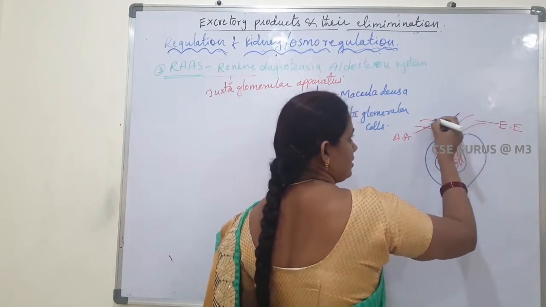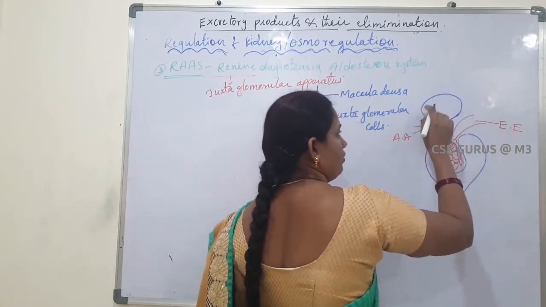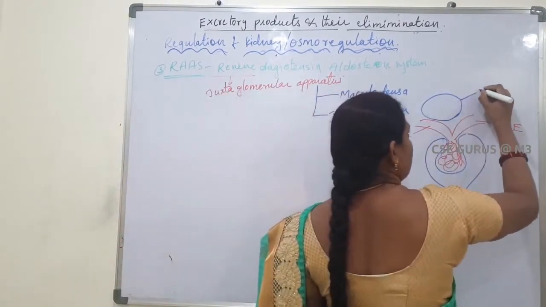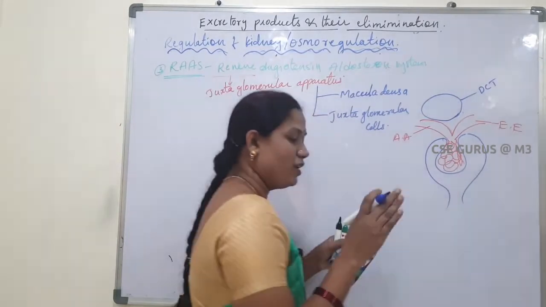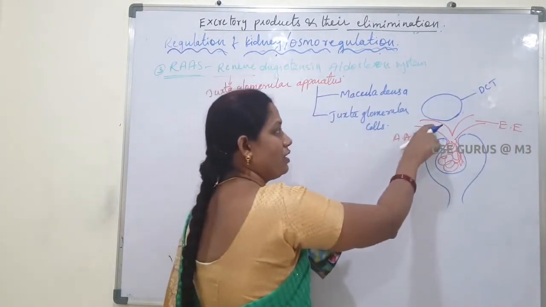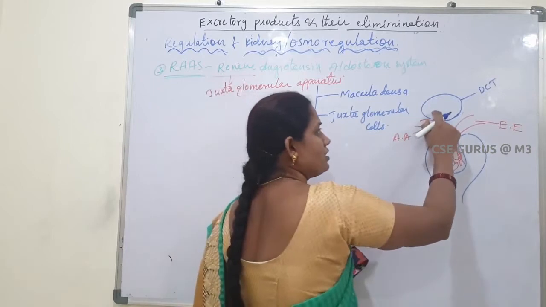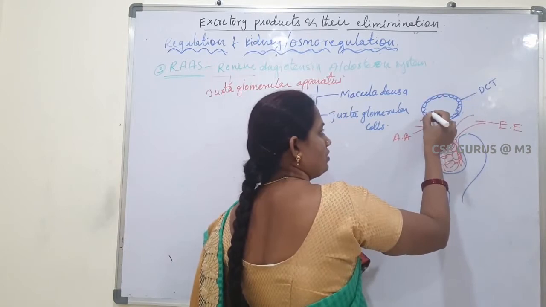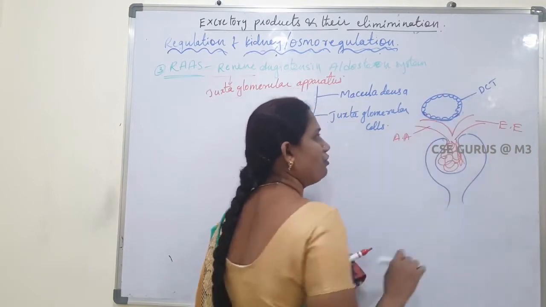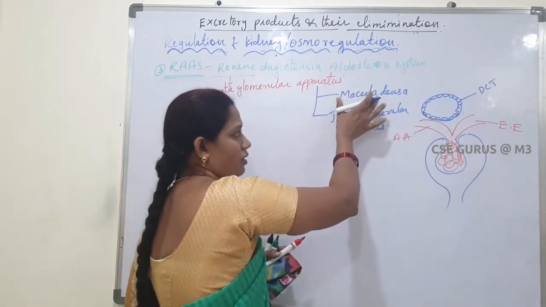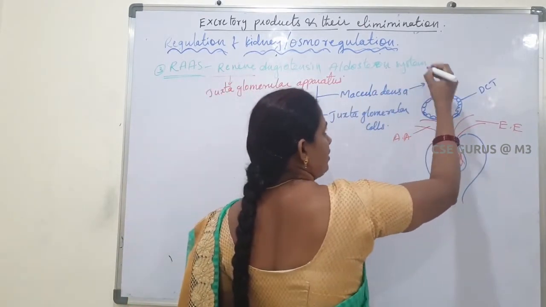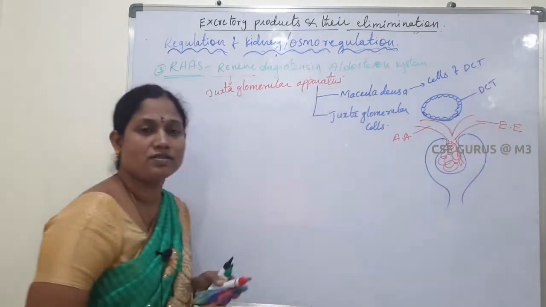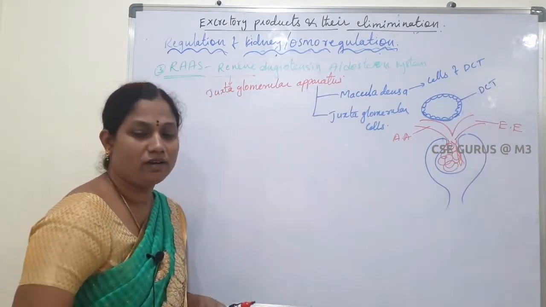This DCT comes in contact with the efferent arteriole, for example here, in the section cutting of the DCT. So this is the DCT. When the DCT comes in contact with the efferent arteriole, some cells get modified, called macula densa. Macula densa means the cells of the DCT.